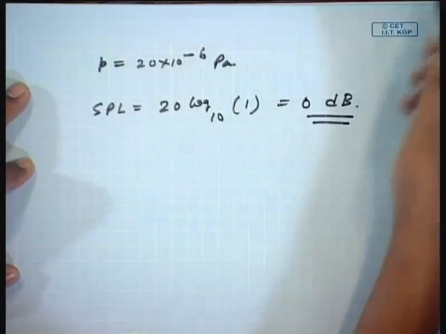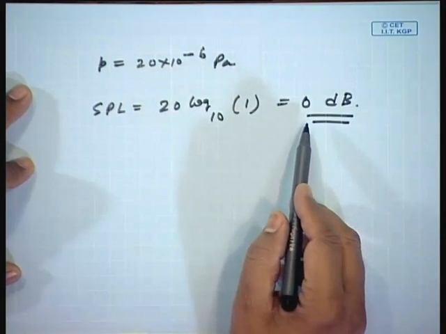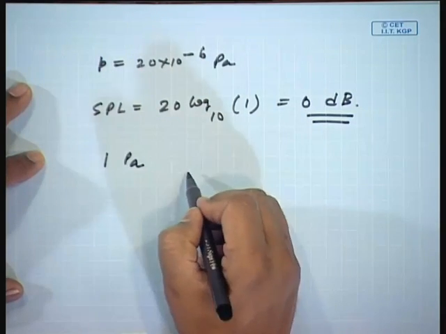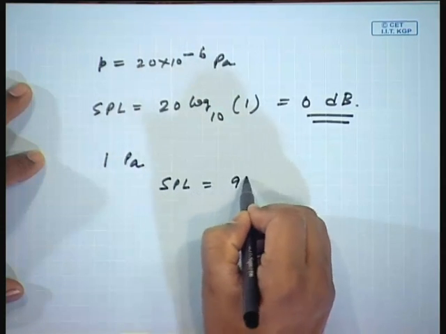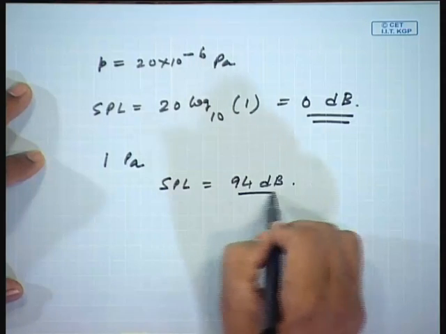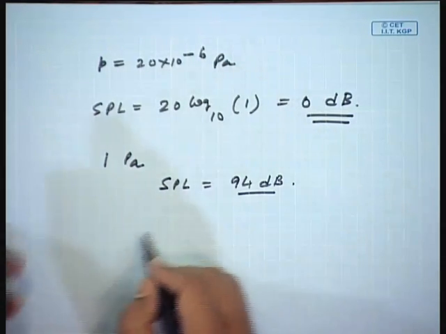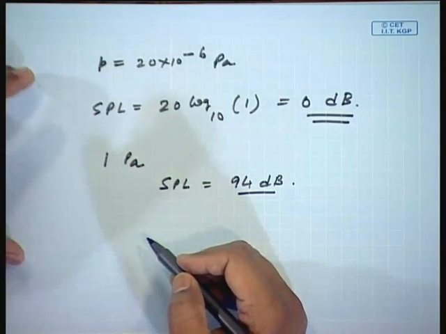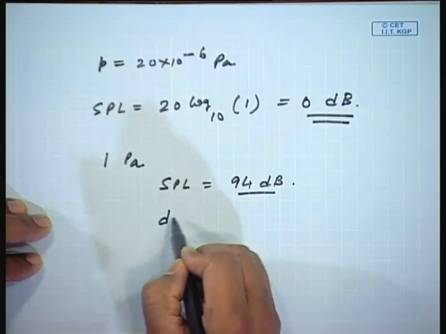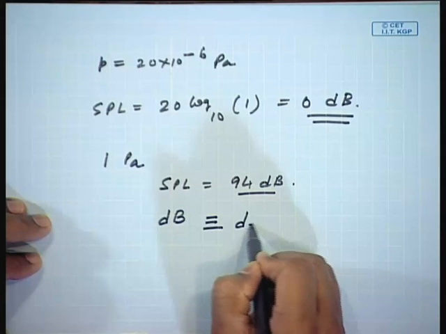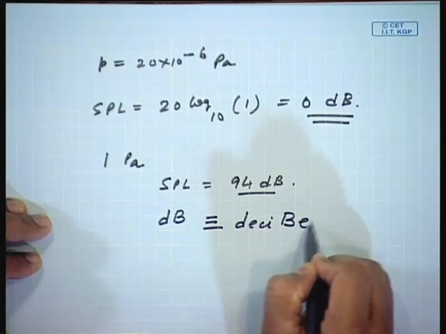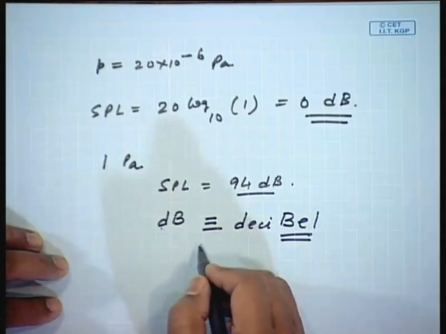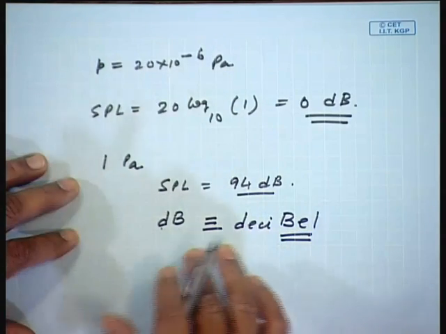So, I have resolved 20 × 10^-6 pascal as 0 decibels, and if you work out, 1 pascal comes to about 94 decibels. So, by using the log scale, all I have done is reduce the numbers to a range from 0 to 94 decibels. This is written as dB, which stands for decibel, with a small d and capital B. So, SPL, the magnitude of the sound pressure level, is given in decibels.